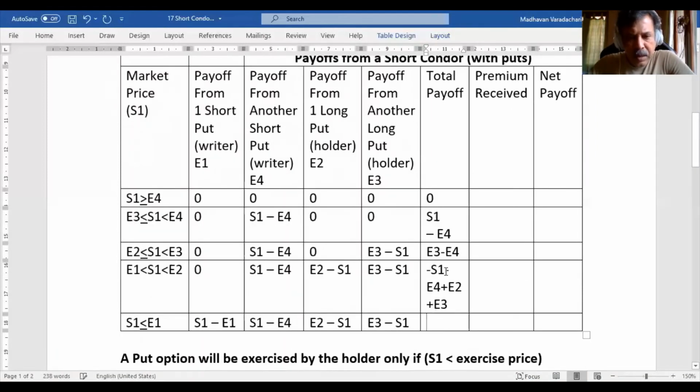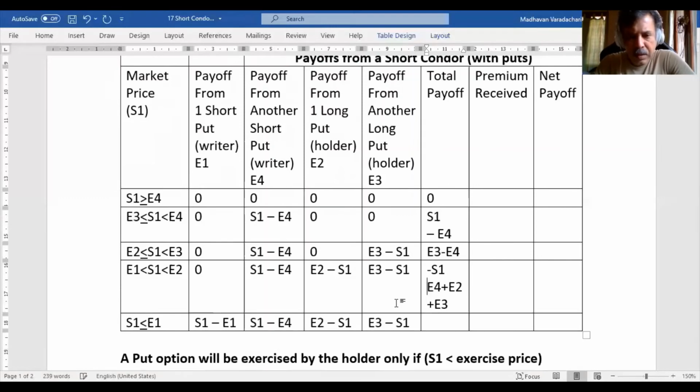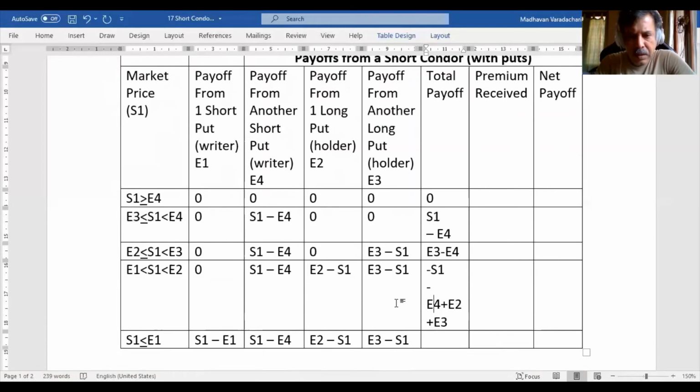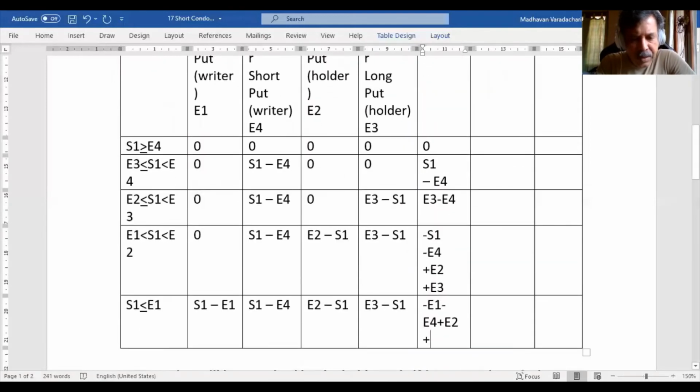Then next one. Here, 2 times S1 minus 2 times S1 cancel. That means we have minus E1, minus E4, plus E2, plus E3.